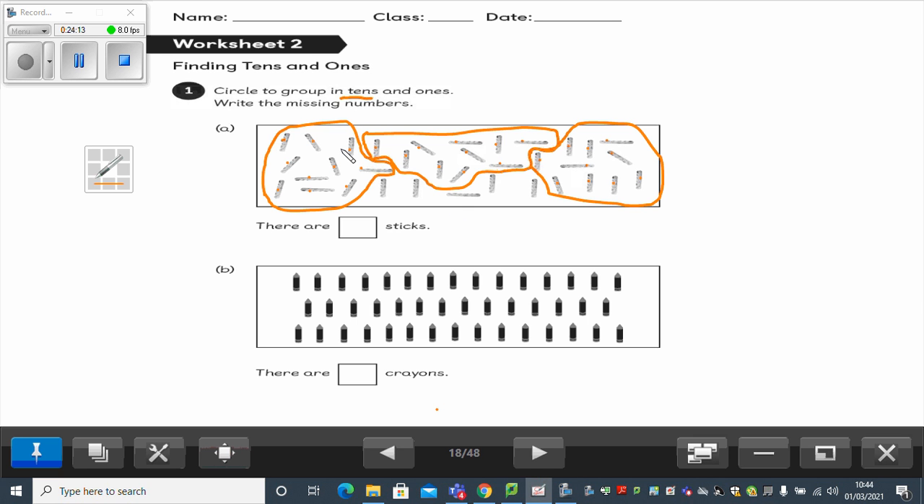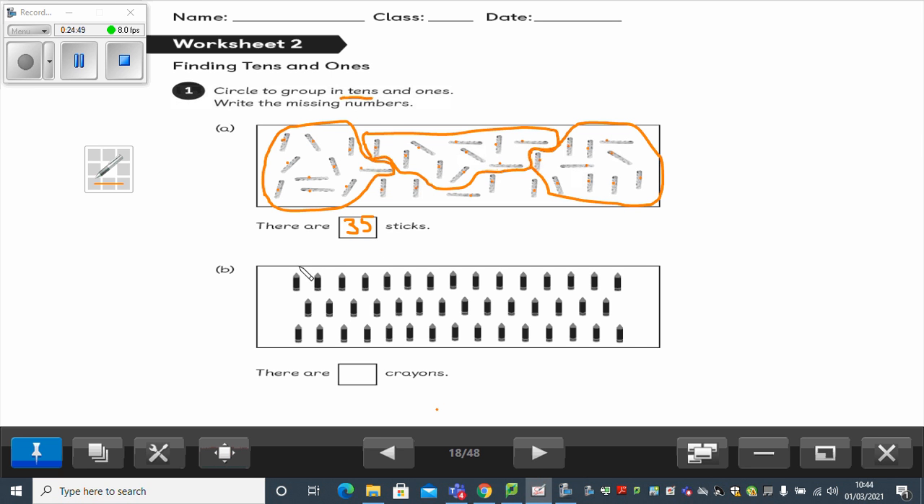So I have 1, 2, 3 groups of 10 and some ones here. So let's count in tens now to work out our whole number and count on the ones. Ready? 10, 20, 30, now the ones, 31, 32, 33, 34, 35. So there are 35 sticks. 3 lots of 10 and 5 ones, 35.